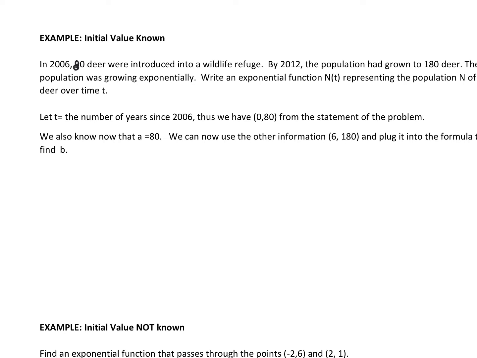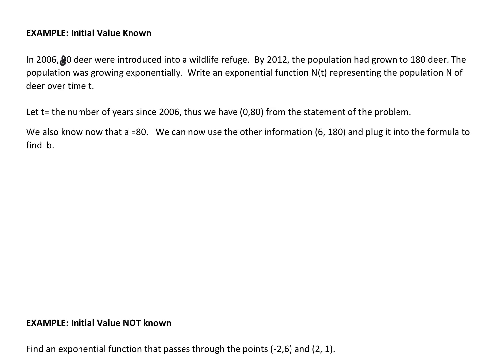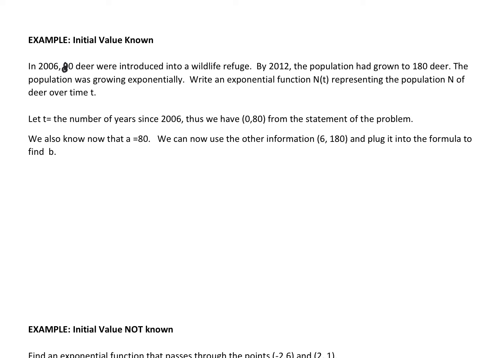So in 2006, 80 deer were introduced into a wildlife refuge. By 2012, the population had grown to 180. The population was growing exponentially. Write an exponential function, N of t, representing the population N of the deer over time t.